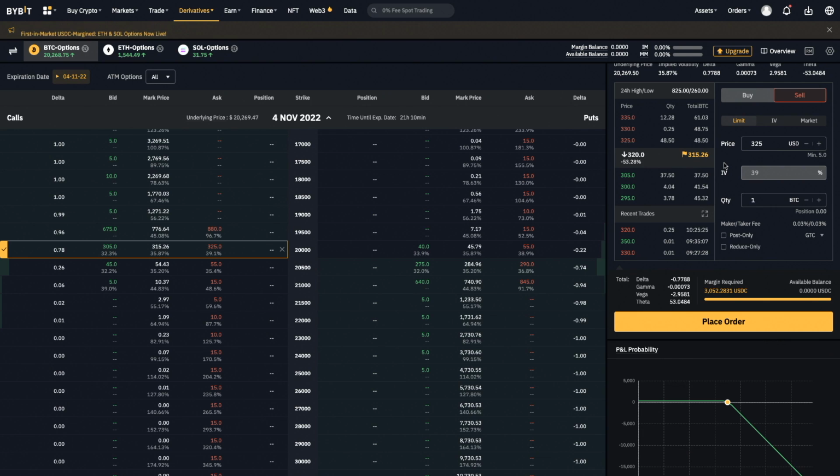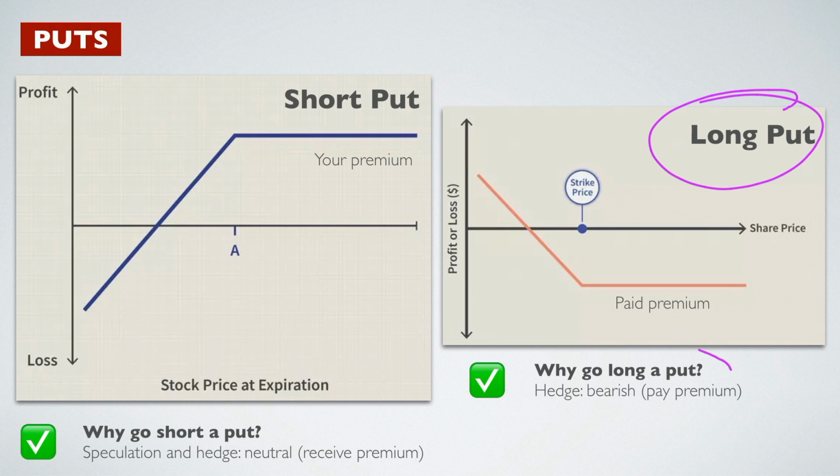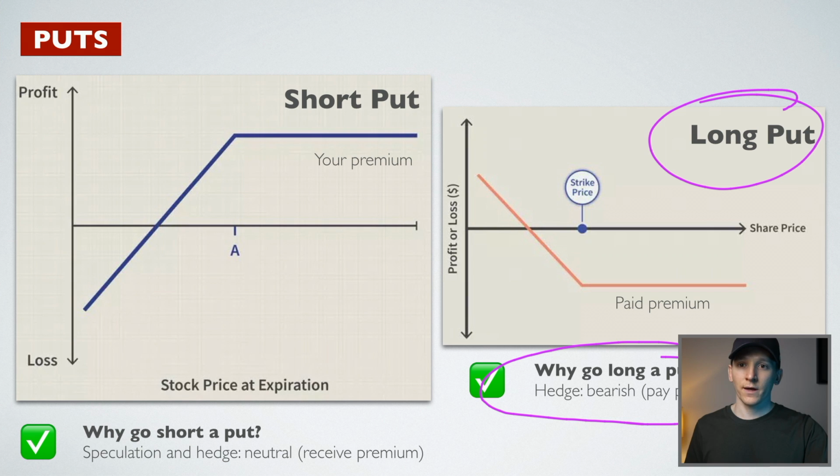So let's look at this one right here. Why go long a put? Because you're bearish on the price and you want to protect your downside. This is actually a really great way to protect your downside because what you're doing is basically buying insurance, right? So you're buying the option to sell at a given price.